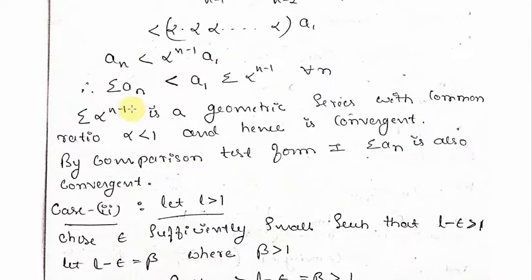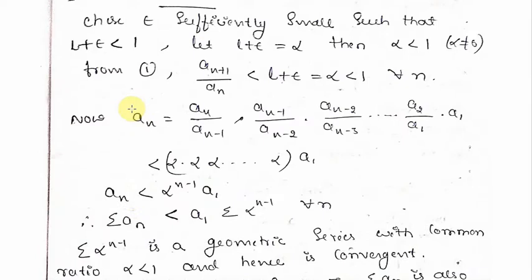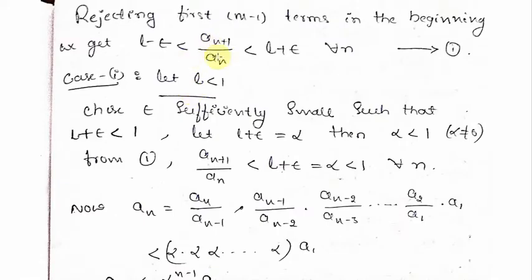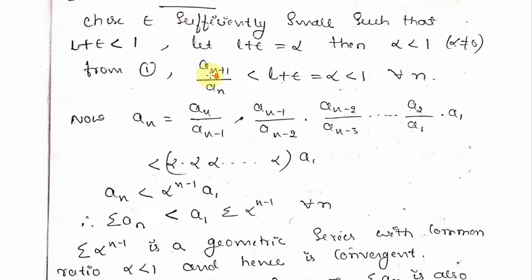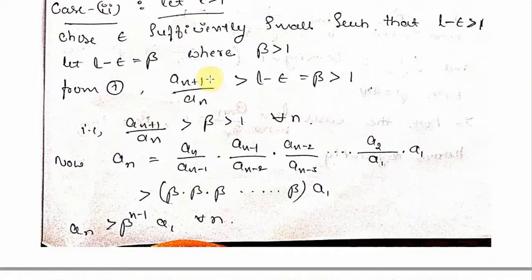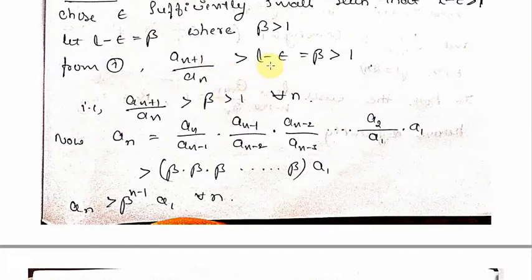Now by considering the left portion of 1, we have an+1 divided by an is greater than L minus epsilon, which is equal to beta, which is greater than 1. Or an+1 divided by an is greater than beta, which is greater than 1 for all the values of n.